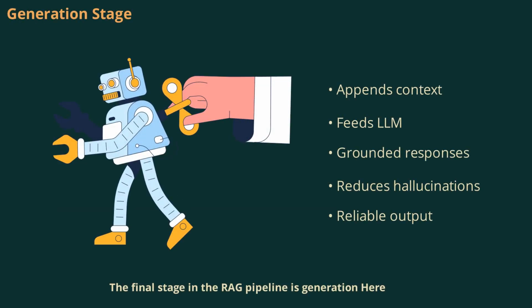The final stage in the RAG pipeline is generation. Here, the retrieved chunks are appended alongside the original user query into a template prompt. This prompt is then fed to a large language model, which generates a response based on both the query and the provided context. This method ensures that the AI's answers are grounded in real, relevant data, reducing hallucinations and improving reliability. Generation completes the RAG cycle, delivering precise and trustworthy information.